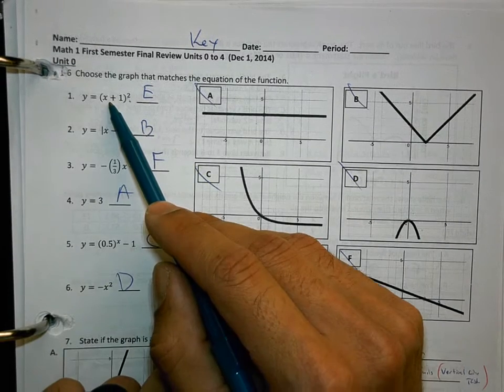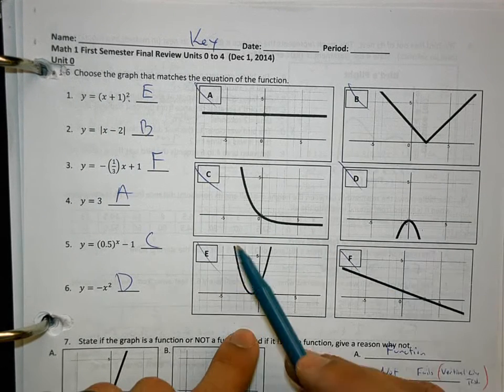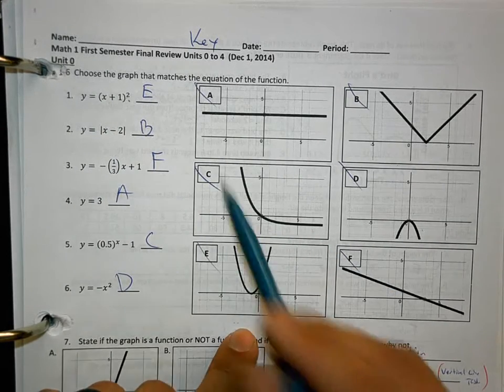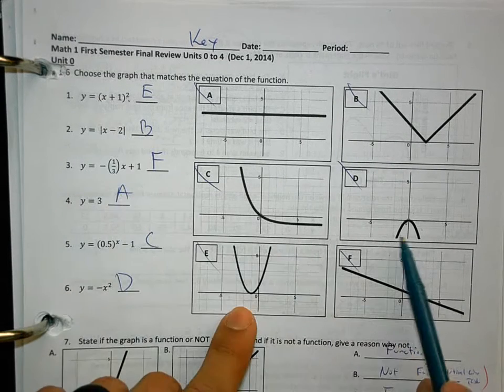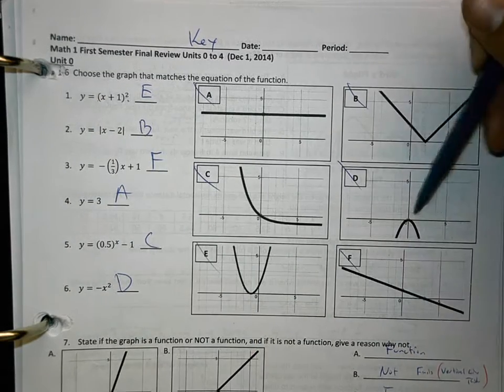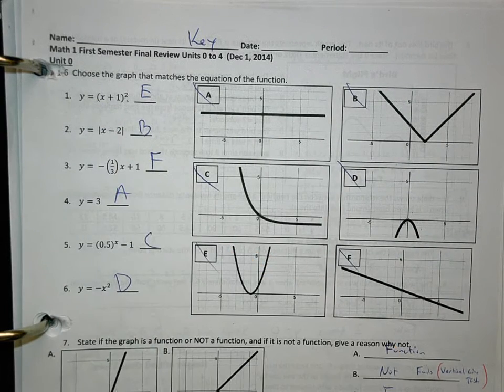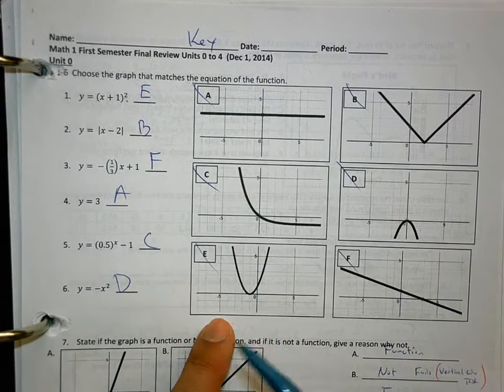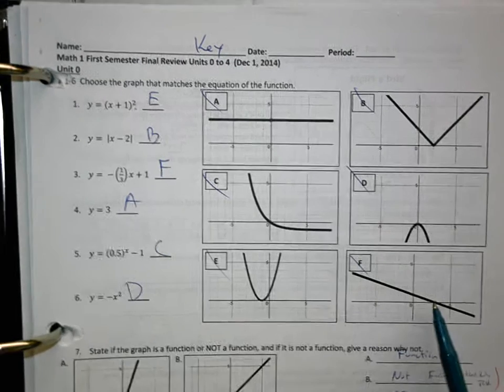This type of equation should make one of these two types of graphs. But if it goes upwards in the positive direction, it means that the value in front is positive. If it's going downward, like D is, then there should be a negative in front of this somewhere. The only possible answer number 1 has is E. E is the correct answer.